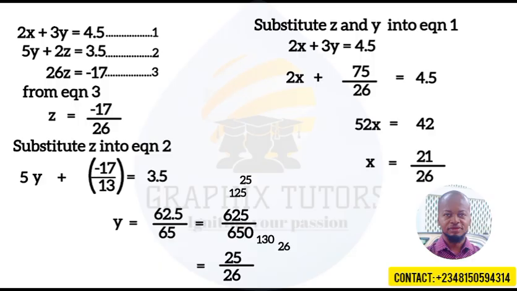So we've gotten the value for x to be 21 over 26, the value for y to be 25 over 26, and the value of z to be minus 17 over 26.